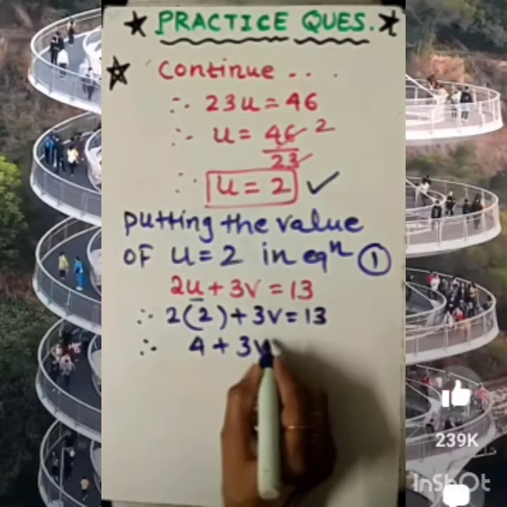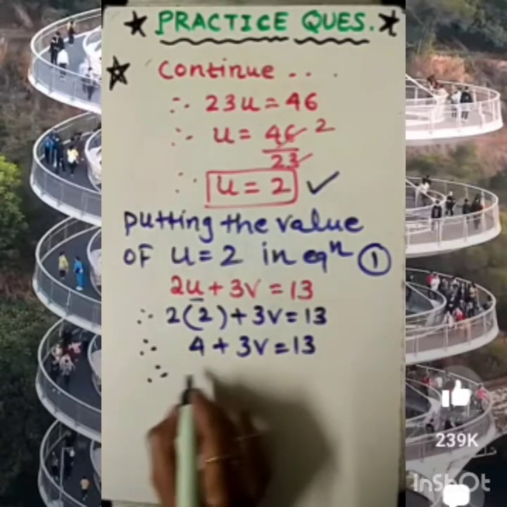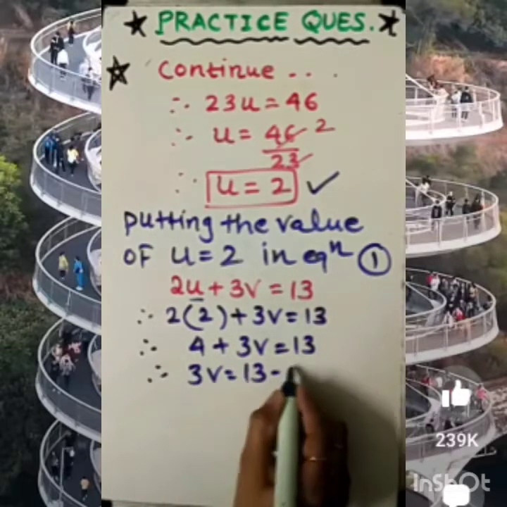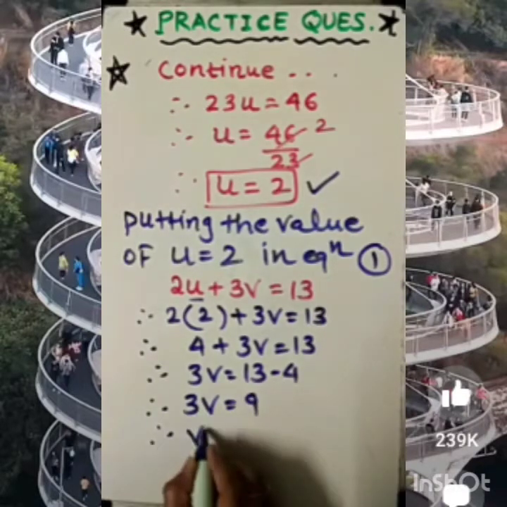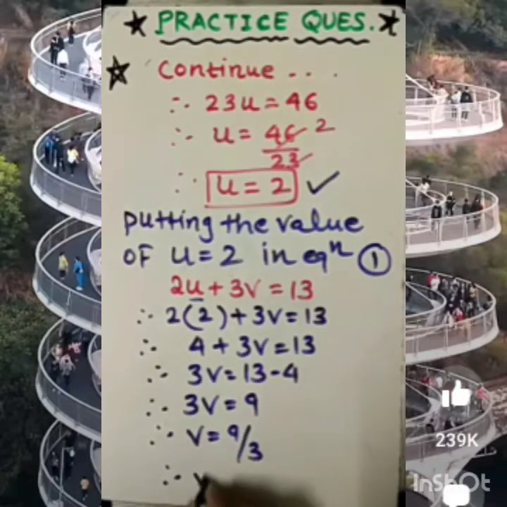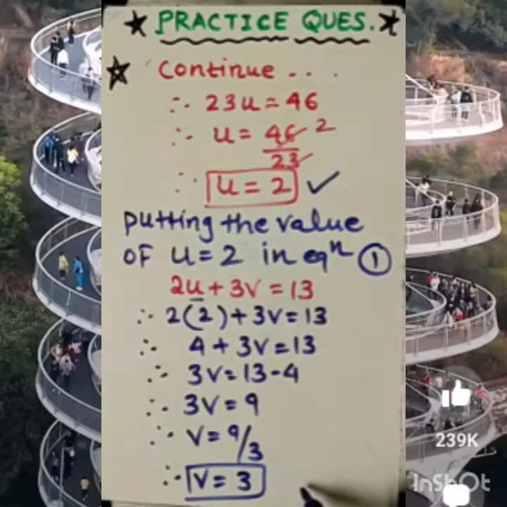2 2s are 4. As 4, I am bringing to this side, so it is 13 minus 4. Therefore, 3v equal to 9. Therefore, v equal to 9 by 3, v equal to 3 we are getting. So dear student, here u equal to 2 and v equal to 3 we are getting. But this is not the required result because we have to find the two unknown variables x and y. So let's put this value of u and v where we have assumed the value of x and y.